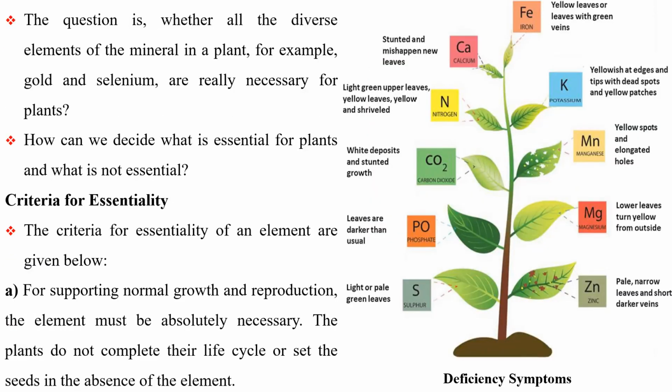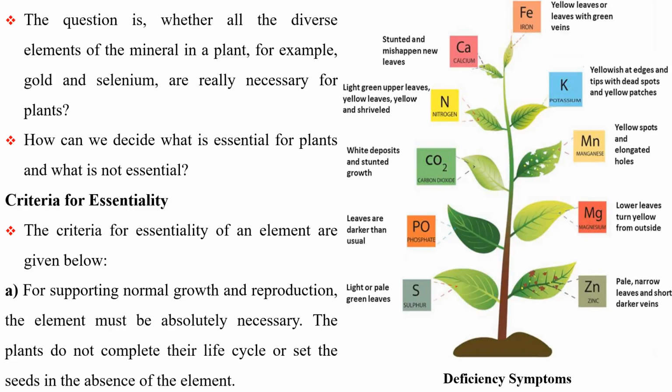The question is whether all the diverse elements of the mineral in a plant, for example gold and selenium, are really necessary for plants. How can we decide what is essential for plants and what is not essential? Criteria for essentiality. The criteria for essentiality of an element are given below.